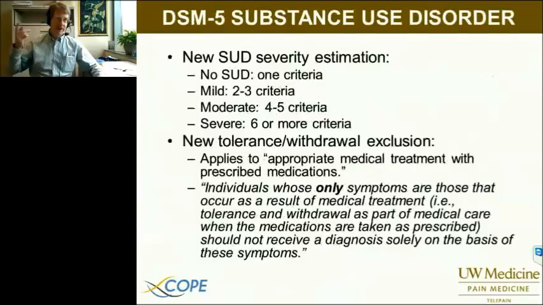So just to go through what DSM-5 says about substance use disorder severity, you can see if you have just one criteria, you do not meet criteria for substance use disorder. If you have 2 or 3, you have a mild disorder. And then moderate or severe are more criteria, and moderate or severe is what people think is most comparable to what we used to call substance dependence. So if you hit 4 criteria or more, you get that. And then the new tolerance or withdrawal exclusion applies to appropriate medical treatment with prescribed medications, and the individual has to have only symptoms that occur as a result of the medical treatment. So tolerance and withdrawal only. So if they have other criteria, then the tolerance and withdrawal exclusion does not apply, and you would start to count the tolerance and withdrawal as part of the syndrome.